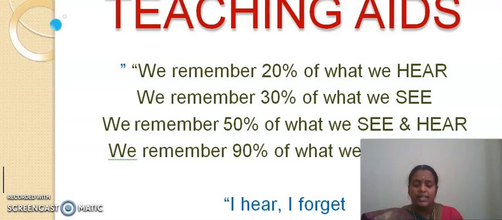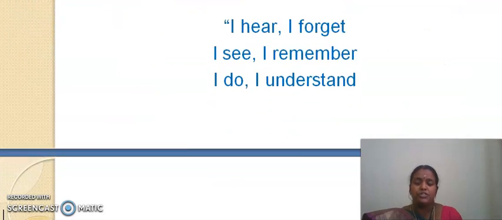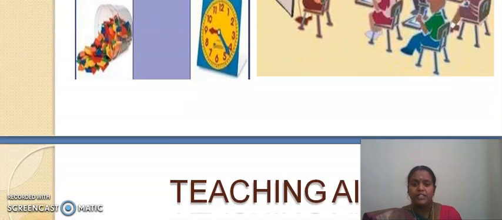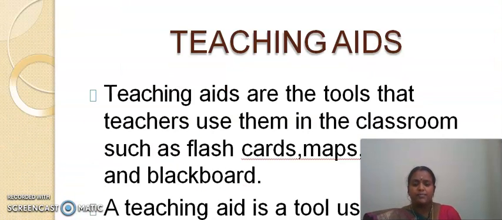So it will be better for the teacher to use some teaching aids in the classroom in order to make the teaching-learning process an effective one. So let's discuss the teaching aids. What is it? What is the purpose of using it inside the classroom?